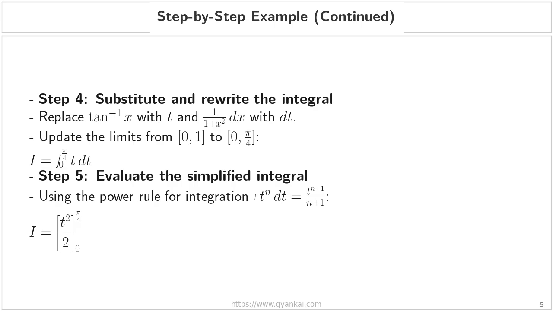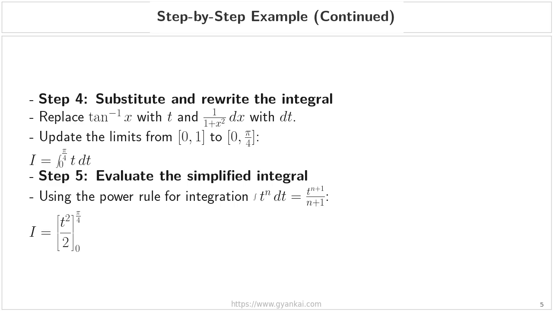Now, step 5, evaluate the simplified integral. We're going to use the power rule for integration. The power rule states that the integral of t to the power of n dt is equal to t to the power of n plus 1 divided by n plus 1. In our case, n is 1, so the integral of t dt is t squared divided by 2. We write this as an indefinite integral first, giving us I equals t squared divided by 2, with the limits of integration from 0 to pi over 4. This is represented with square brackets as t squared divided by 2, evaluated from 0 to pi over 4.